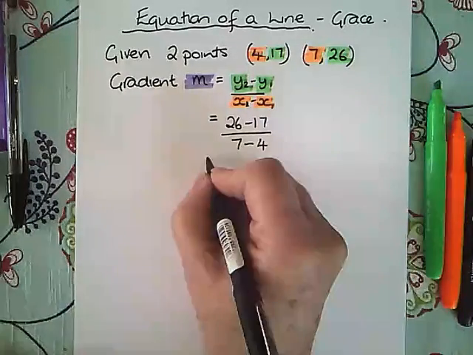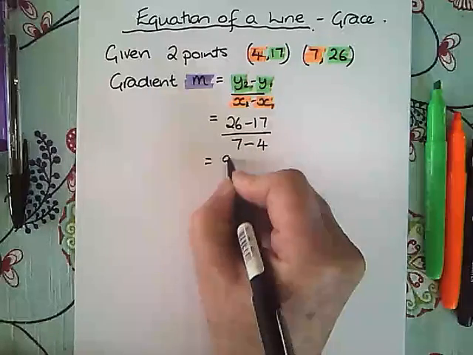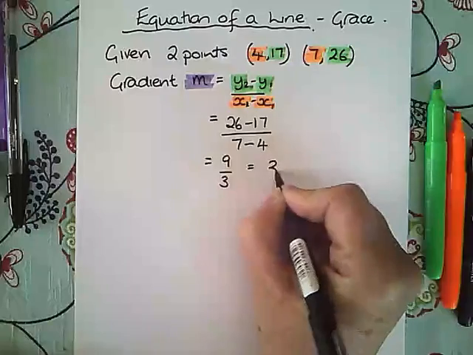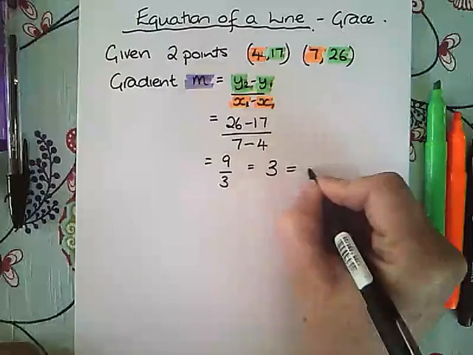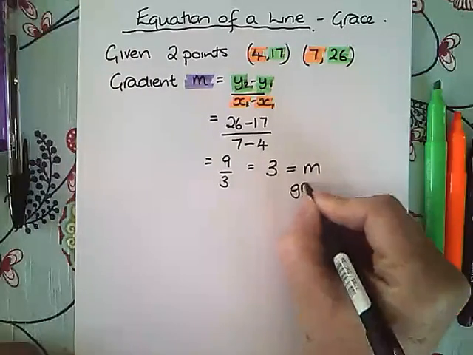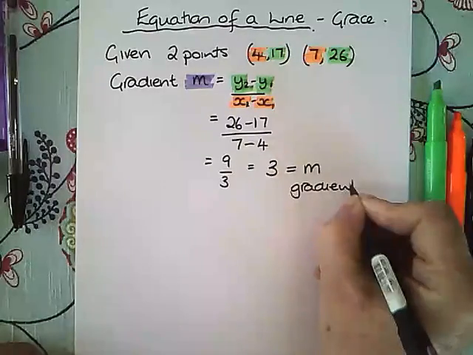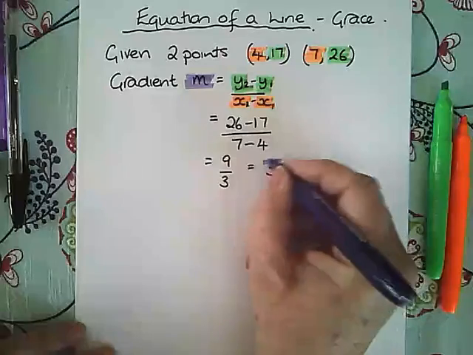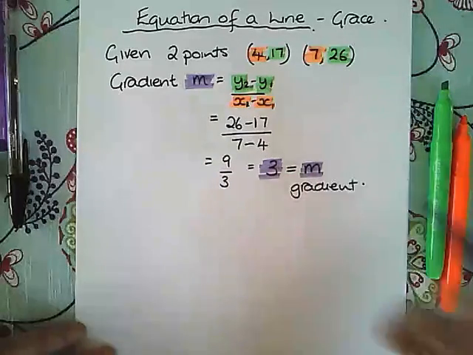So let's do the subtractions. This is 9, this is 3, 9 divided by 3 is 3. So that means that m, which is the gradient of the line which goes through these 2 points, is 3. Okay, so m is 3.